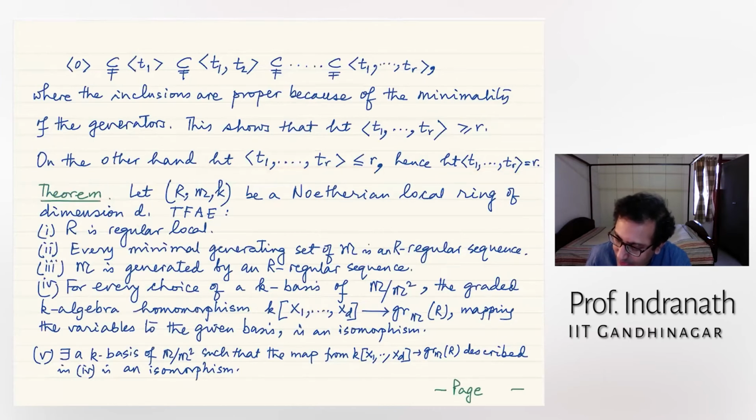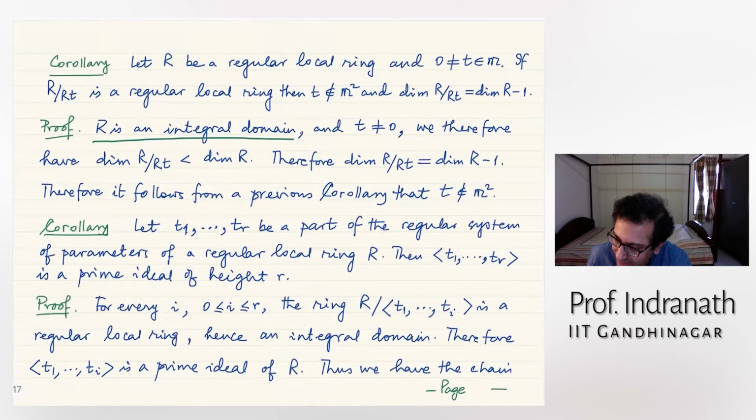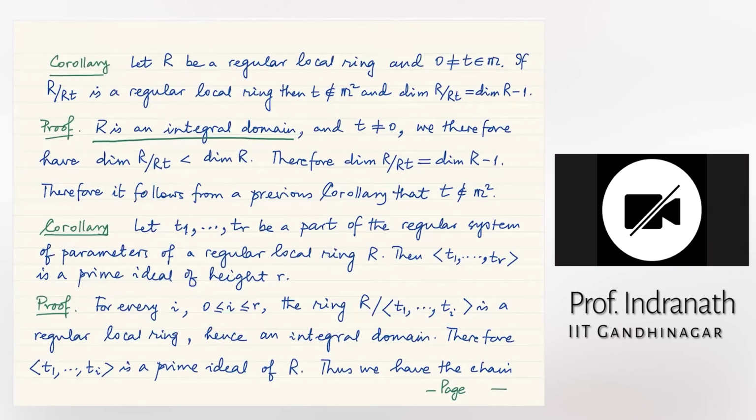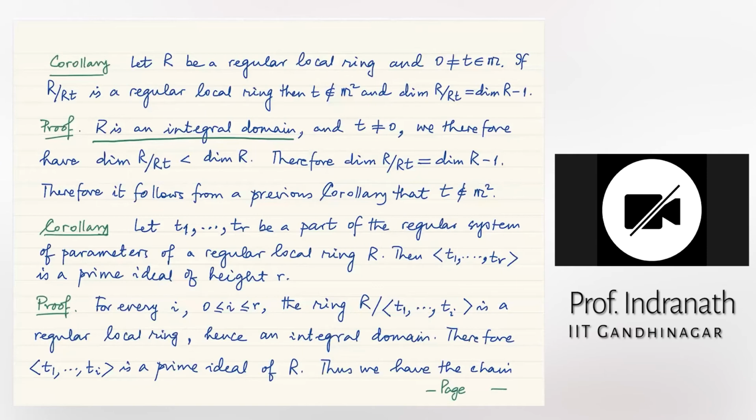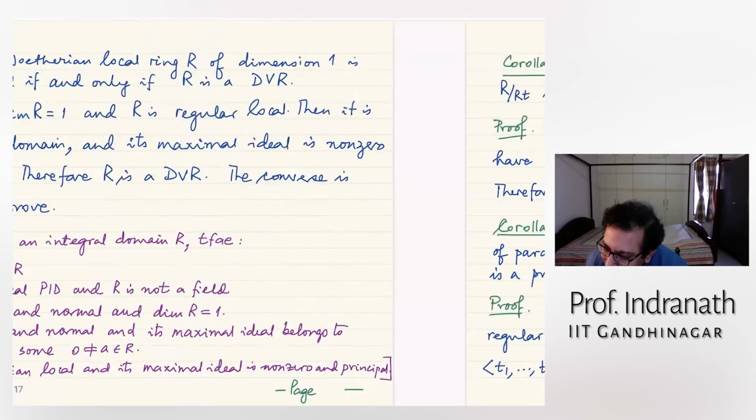So now again, let me go back. How do you have this? Otherwise I won't be able to say that it's an integral domain, right? How do you prove that this is a regular local ring for every i between 0 and r? Because they are part of a system of parameters. Are we using any result here? Yeah, we proved it in this lecture only. Exactly.